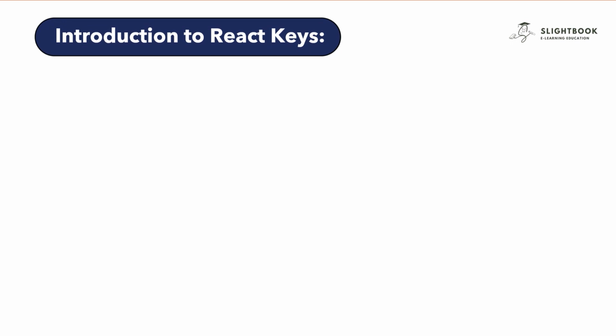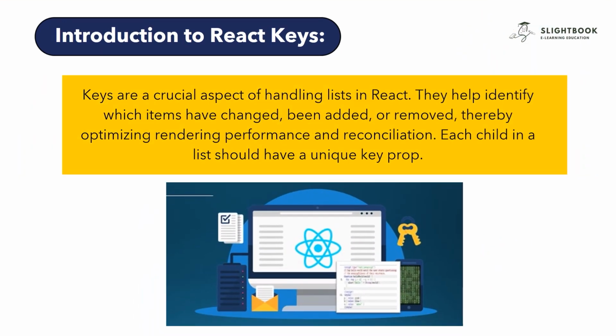Introduction to React Keys. Keys are a crucial aspect of handling lists in React. They help identify which items have changed, been added or removed, thereby optimizing rendering performance and reconciliation. Each child in a list should have a unique key prop.